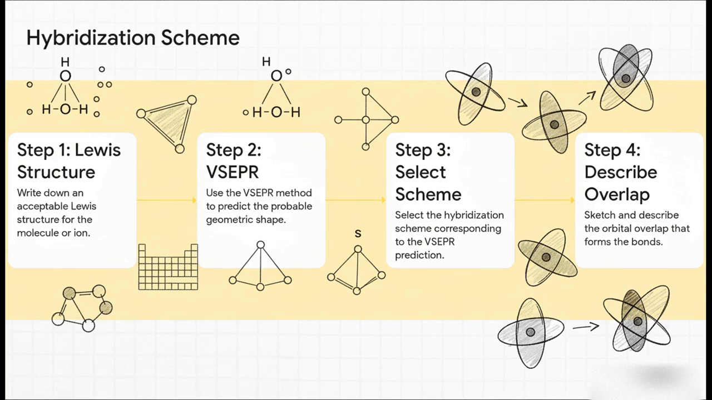First, you have to draw the correct Lewis structure. That's non-negotiable. Second, count up the total number of electron domains around that central atom. And remember, a domain is any single bond, double bond, triple bond, or lone pair. Third, use that number to figure out the electron geometry from VSEPR. And finally, you just match that geometry to its one and only corresponding hybridization scheme.